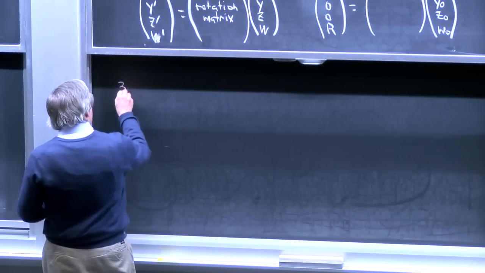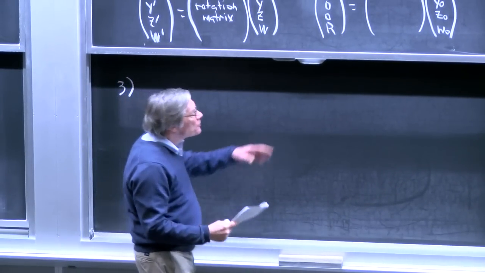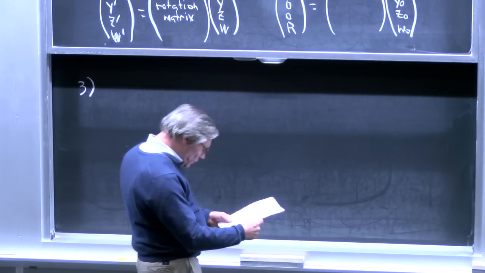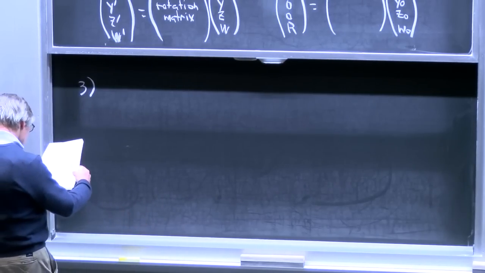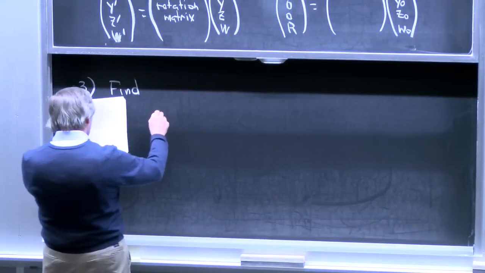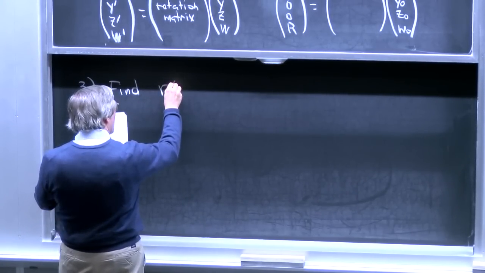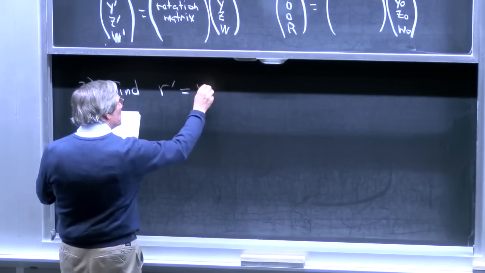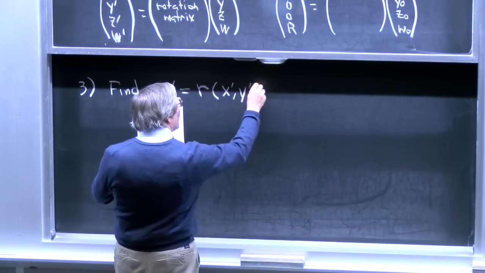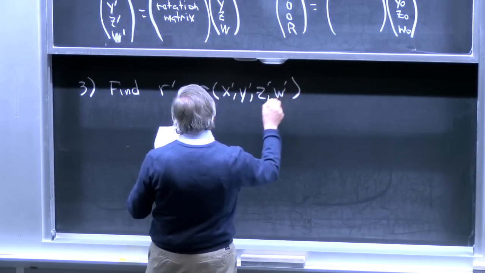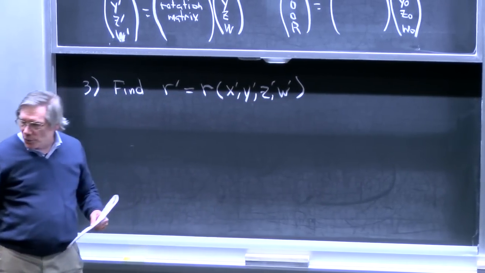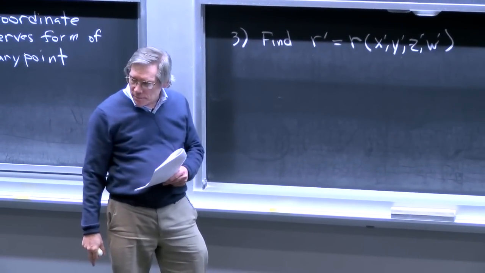And then finally, step 3 is the obvious one. Once we've found the transformation that maps to the origin, now we just go back to our original angular coordinates. So now we set r prime equal to the radius function of x prime, y prime, z prime, and w prime. And this just means the r coordinate that corresponds to those 4 Euclidean coordinates.